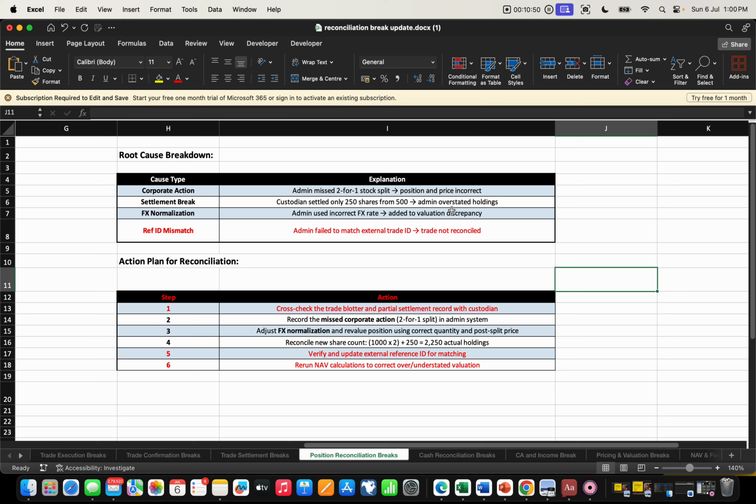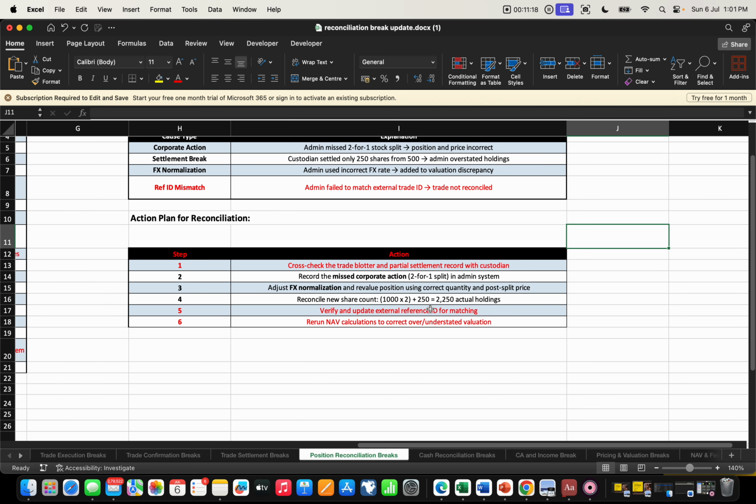And the settlement break as well, like the custodian settled 250 shares for 500, and the admin overstated the holding. So you have to correct the settlement type also, which should be done and which should not be done. FX normalization means the admin used an incorrect FX rate, which adds a valuation discrepancy between the custodian and admin side. You have to check accordingly and update everything.